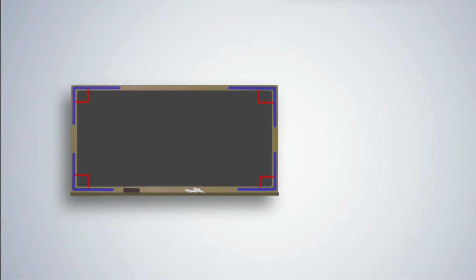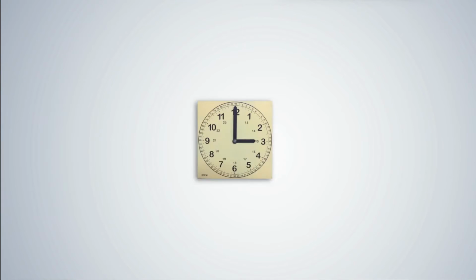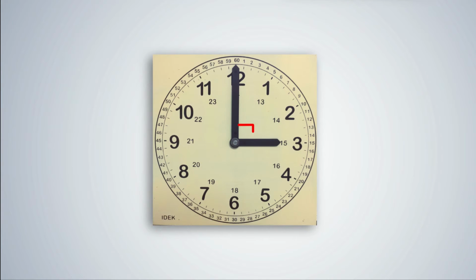Can we see anything within the classroom which is at right angles? The two adjacent edges of the blackboard are at right angles to each other. Ask students whether they can stretch out their arm in a right angle to the body. Similarly, when the clock shows 3 o'clock, the arms form a right angle.